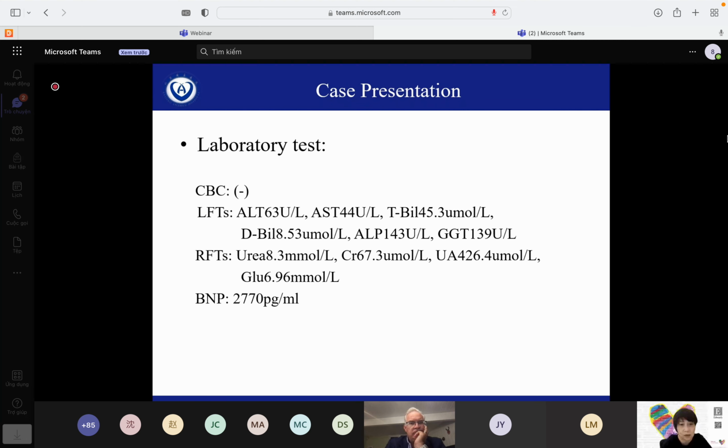The laboratory test for her was basically fine, but she had slightly elevated liver function tests and renal function tests. The most prominent thing was that her BNP was significantly elevated.